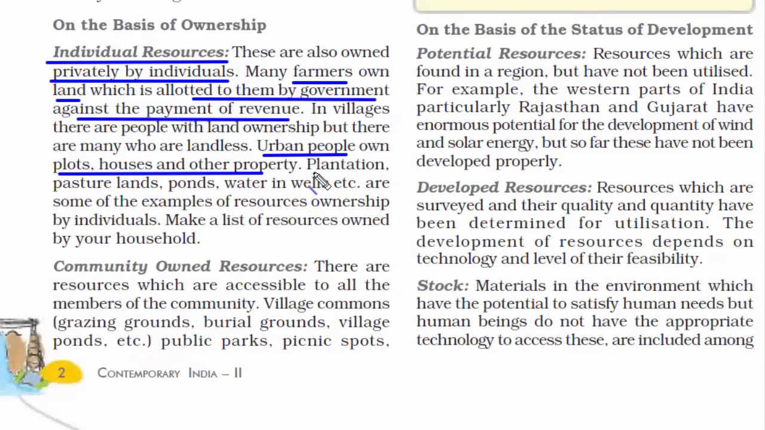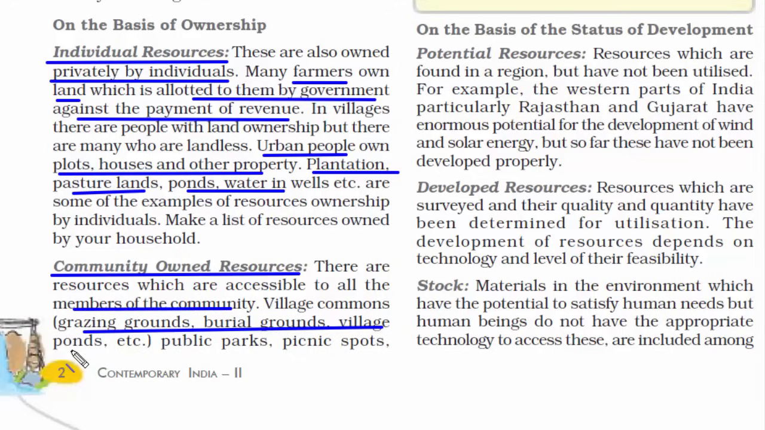They can build a house on it, or they can have a plantation, or they can have a pasture land, pond, water, well, whatever they can do. So any resource where an individual has the right to do whatever he or she wants to, that is called individual resources. The next is community owned resources. By the name community, it means that it is accessible to all the members of the community. Some examples are grazing ground, burial ground, village pond, public park, picnic spots, etc.